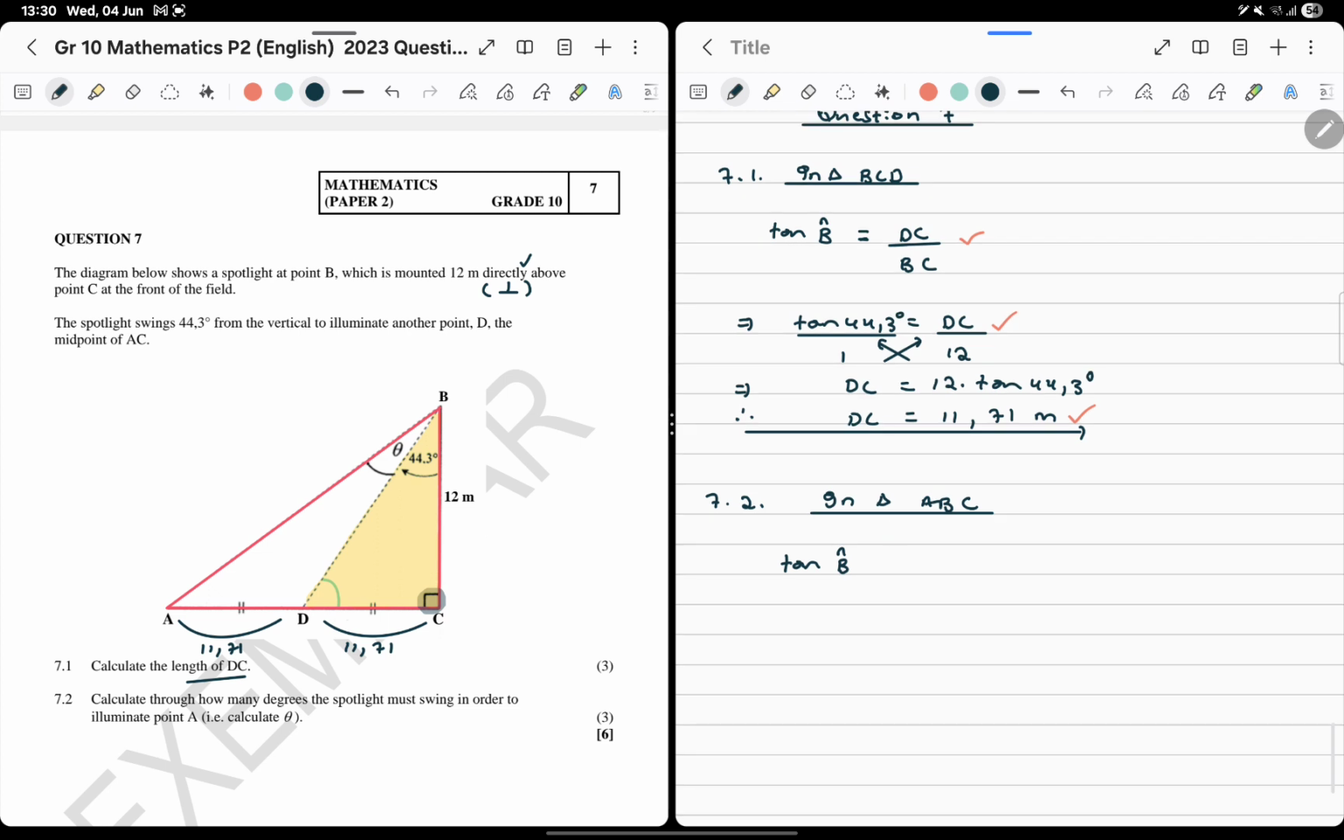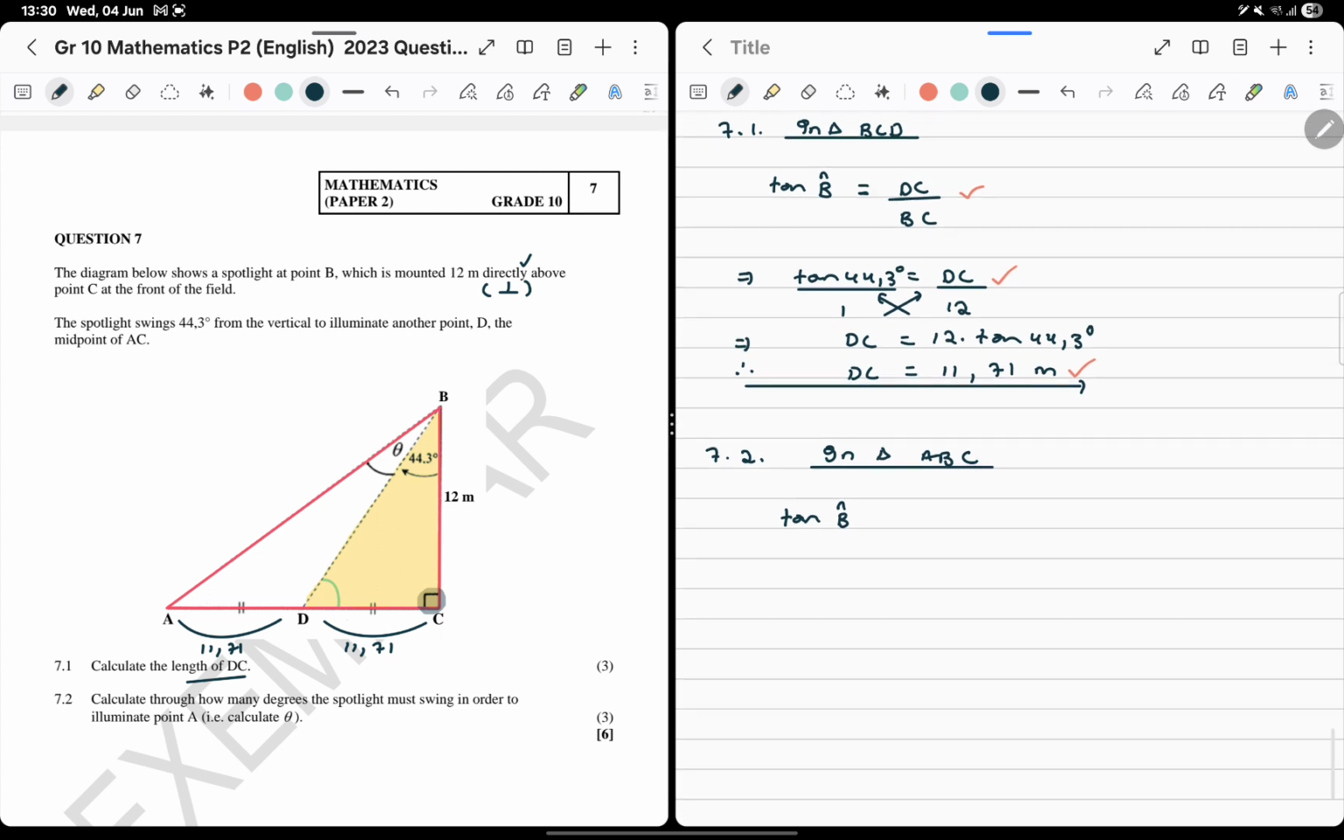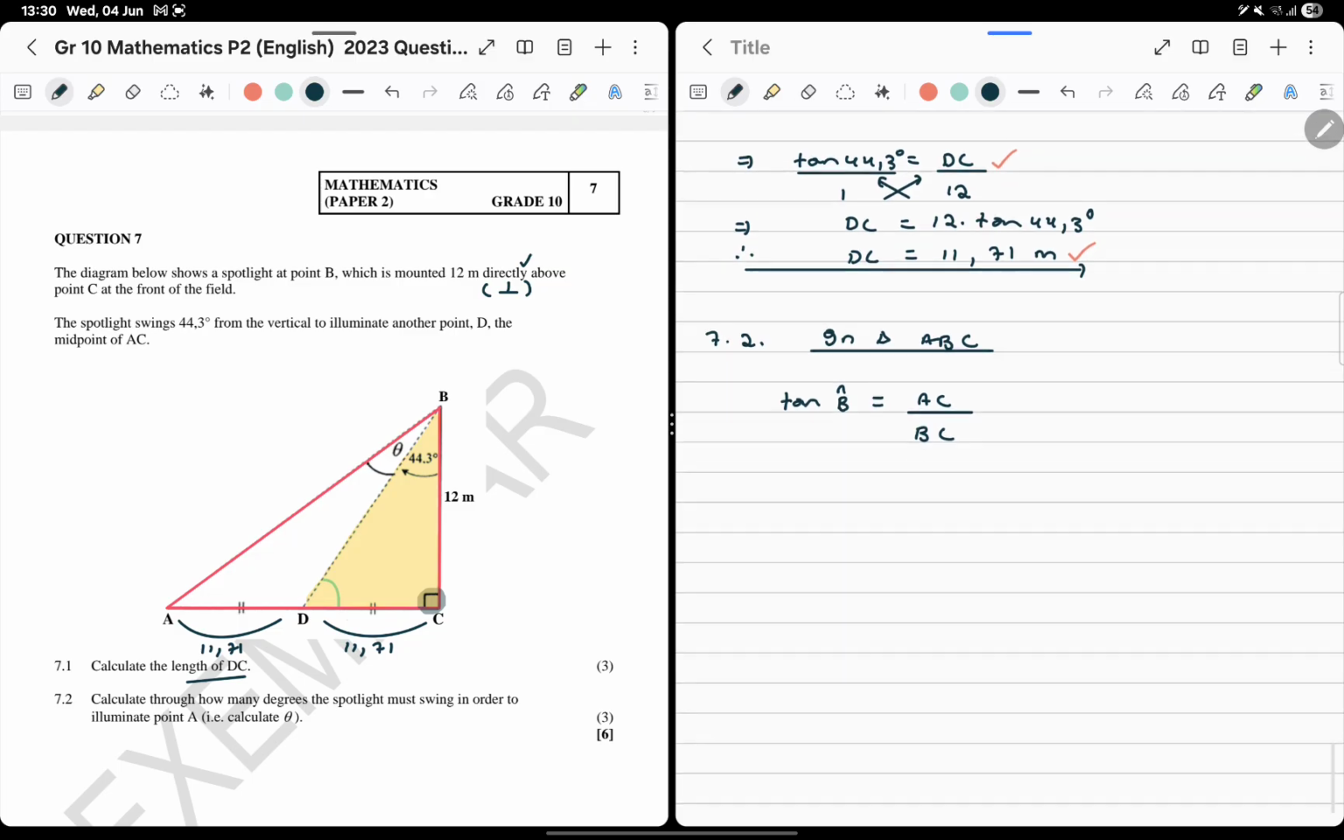Again, I stated which triangle. So B is those two angles automatically. This is equal to the opposite side, which is AC, divided by the adjacent side, which is BC. Right? Now this implies that we've got tangent.